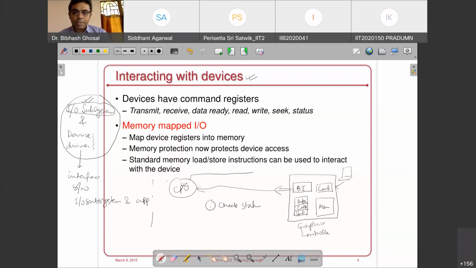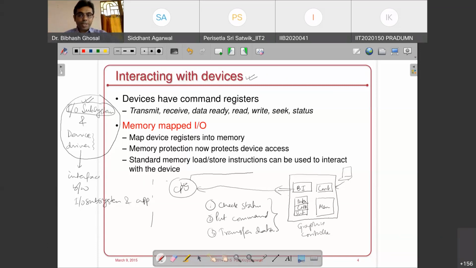How? There is a status bit here, the status register. It will check the status register, put the command, and then there will be transfer of data. If you can summarize the entire operation, these are the three things that happen.